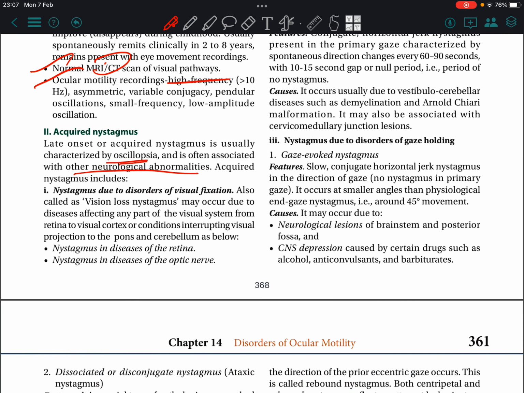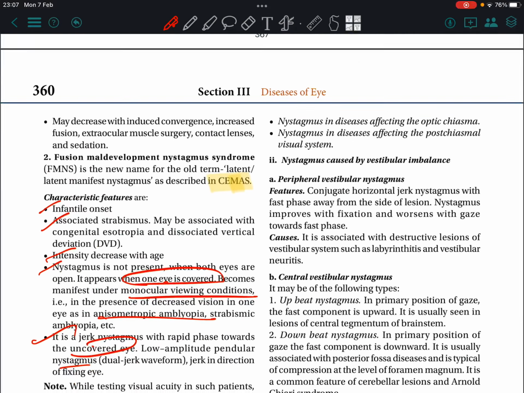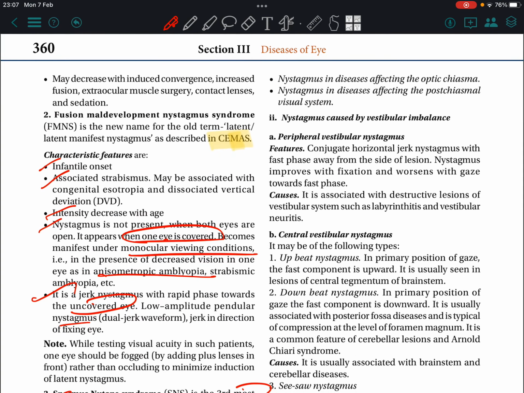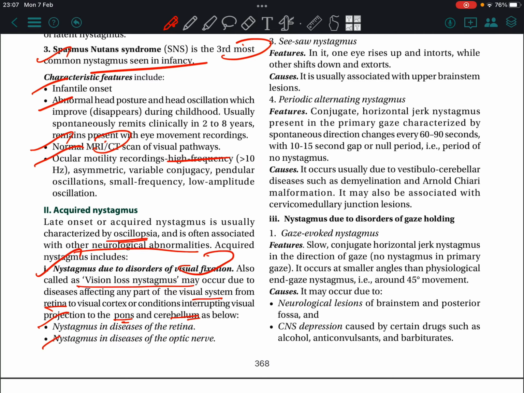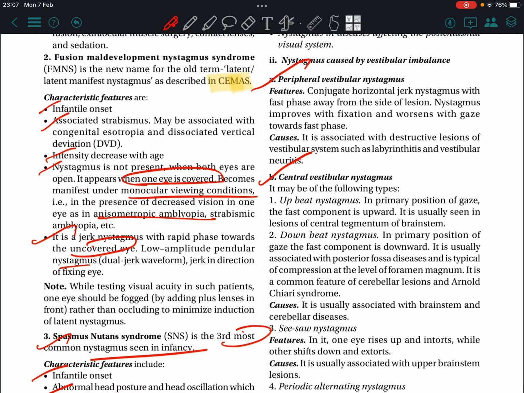Acquired nystagmus includes nystagmus due to disorders of visual fixation, also called visual loss. Nystagmus may occur due to disease affecting any part of the visual system from retina to visual cortex, or conditions interrupting visual projection to the pons and cerebellum, as below. Nystagmus in disease of retina, nystagmus in disease of optic nerve. Nystagmus caused by vestibular imbalance: peripheral vestibular nystagmus, central vestibular nystagmus, and nystagmus due to disorders of gaze holding.